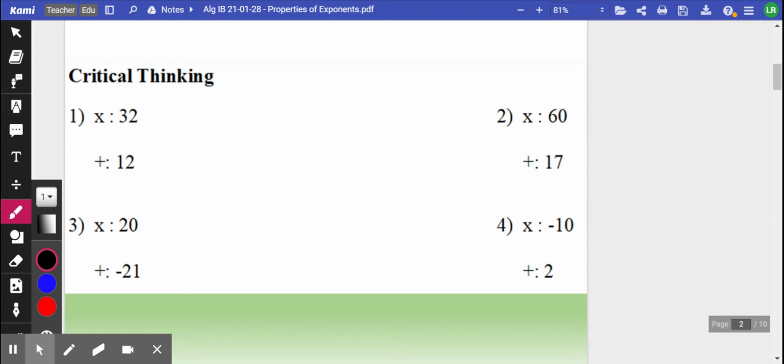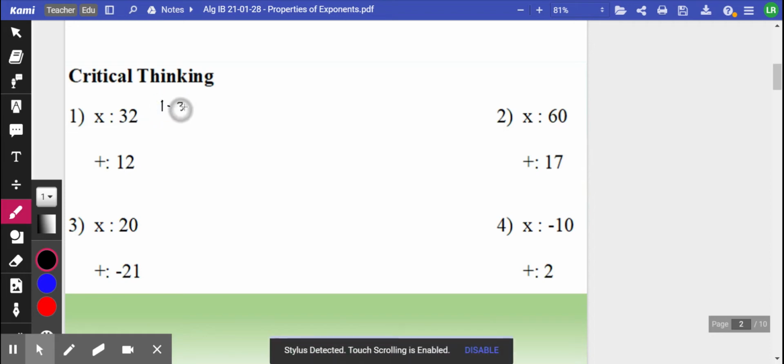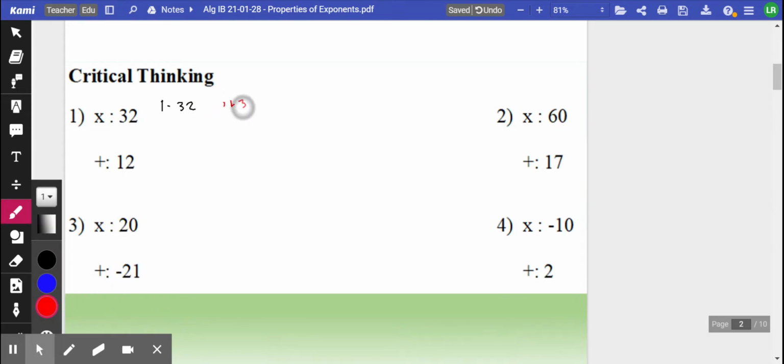Okay, reminders. If you're unsure, you always start off with 1 in the number. So 1 times 32 is 32. And then we just check the addition. 1 plus 32 is 33. That's not it. Next number is 2. 32 divided by 2 is 16. So 2 times 16 is 32. 2 plus 16 is 18. So that won't work. 32 divided by 3 is a decimal. 32 divided by 4 is 8. So 4 times 8. And we have it. It's 4 and 8.